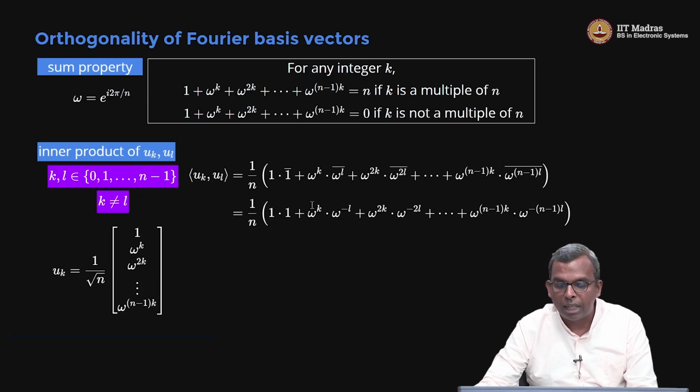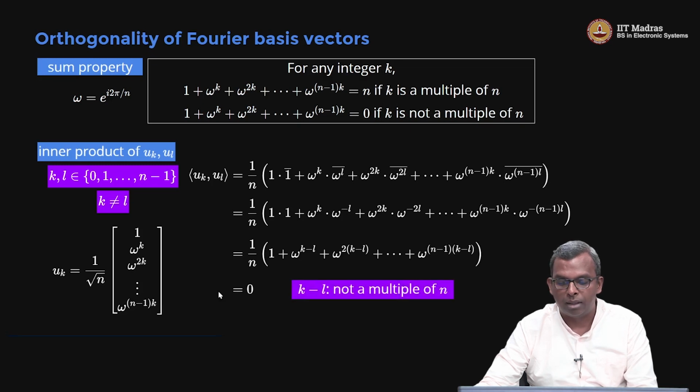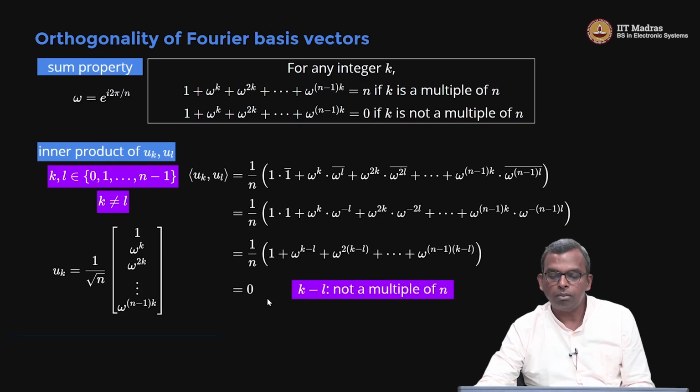Okay. So now we can add up these things, right? Omega per k into omega per minus l is omega per k minus l, 2 into k minus l, n minus 1 into k minus l, etc. Now what is this? Using the sum property, what is this if k is not equal to l? If k is not equal to l, this is 0. Okay, and of course if k is equal to l, this becomes n, and n by n it will become 1. Okay, so that was the orthonormality property.